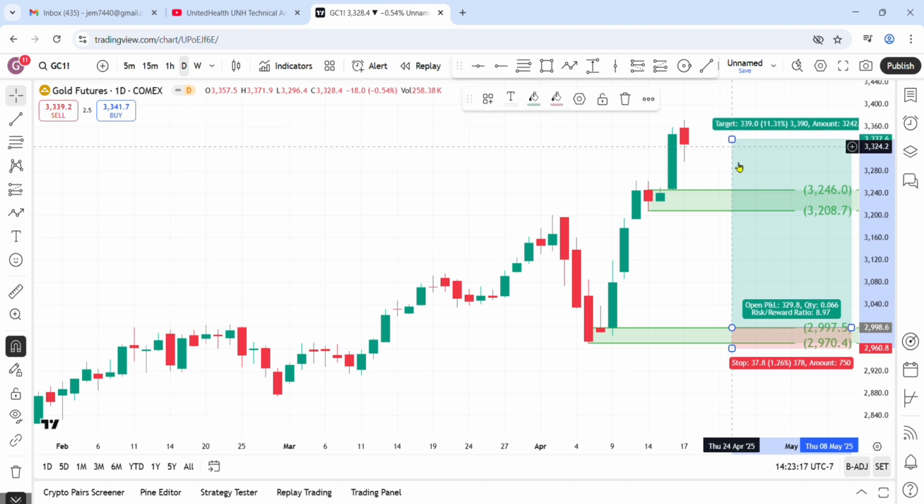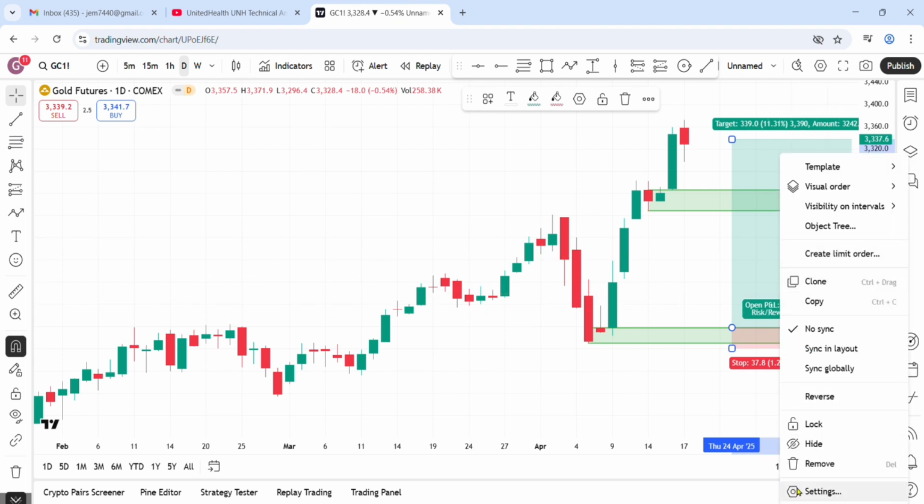So if you were to wait patiently, if we pull back all the way down to 3,000, which we may or may not, but if you wanted to wait patiently and maybe not get a trade put on for some time, you could enter that price range there, and that would be about a 9 to 1 reward to risk ratio on that trade.